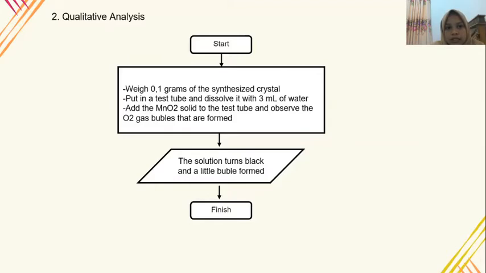Qualitative analysis: weigh 0.1 grams of the synthesized crystal, put it in a test tube and dissolve it with 3 milliliters of water. Add solid MnO2 to the test tube and observe the O2 gas bubbles that are formed. The solution turned black and many bubbles formed.